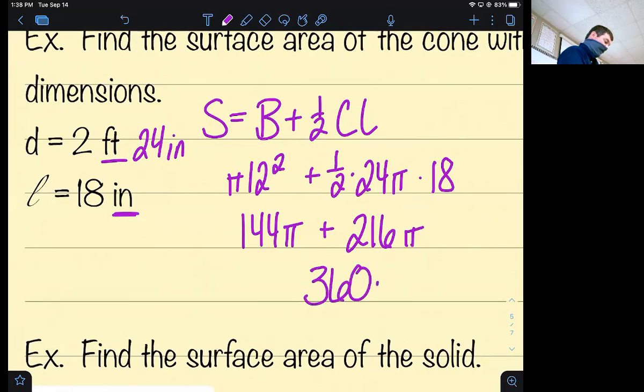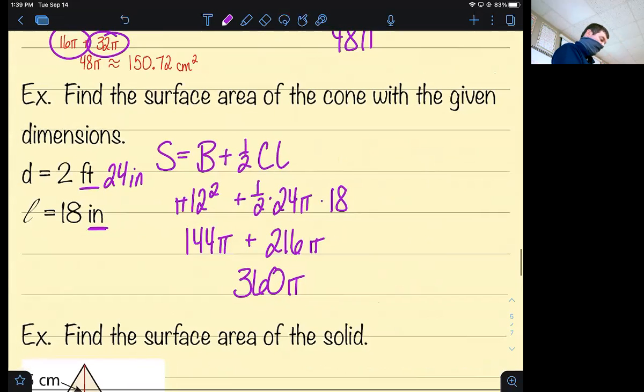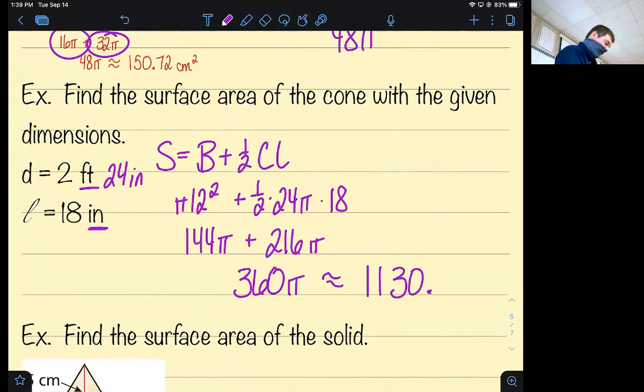Definitely a lot bigger than 19 pi. And then if I multiply that by 3.14, I'll be able to approximate what my answer is. It's going to be approximately 1,130.4. And since we converted everything to inches, it would be in inches squared. That's why I knew my answer was going to be wrong, because I was looking at the label and saw 2 different units. So we have to double check that.